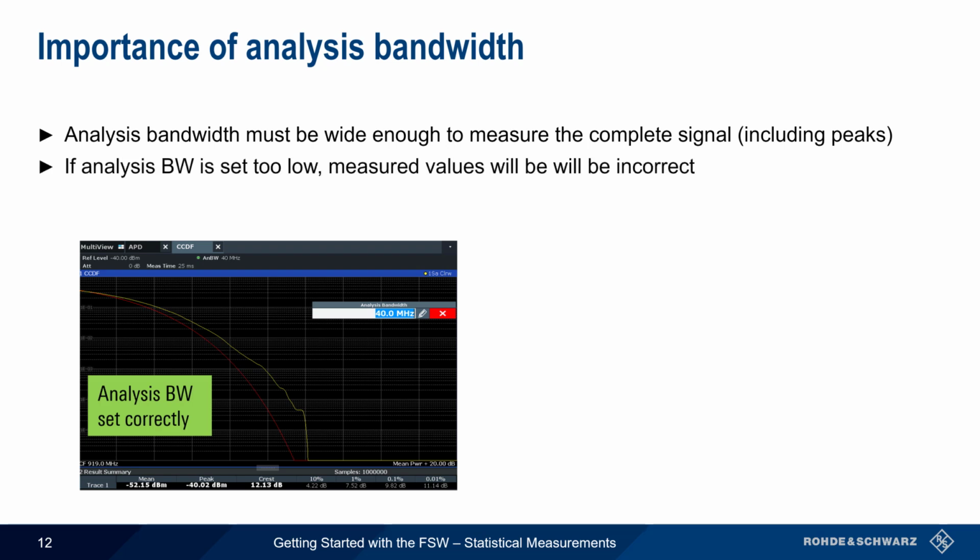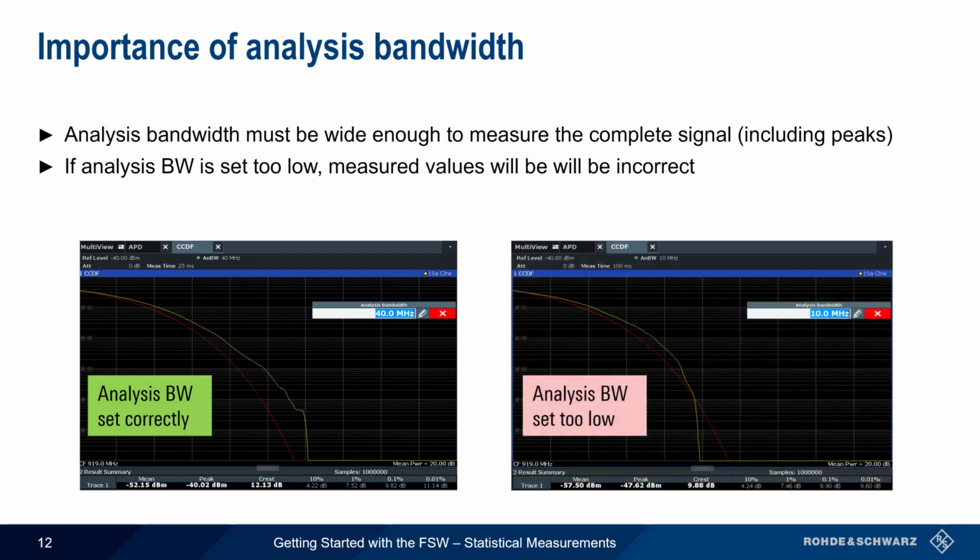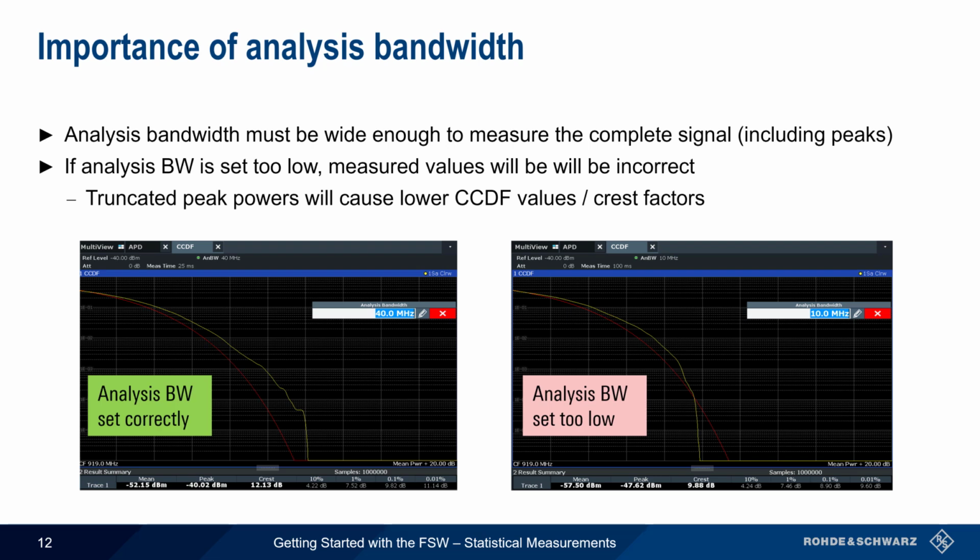On the other hand, if the analysis bandwidth is set too low, the measured statistical values will be incorrect. The picture on the right shows the same signal, but with an analysis bandwidth set to only 10 MHz. As we can see from these traces, too narrow of an analysis bandwidth will cause peak powers to be truncated, and thus the CCDF values and the crest factor will also be incorrectly low. Failing to set the analysis bandwidth properly is the most common issue encountered when making statistical measurements.